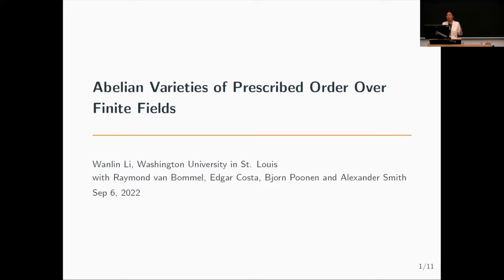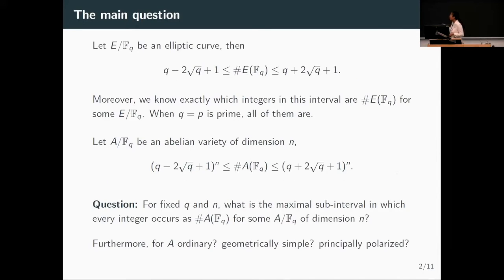So when we talk about Abelian varieties, we always start with elliptic curves. As we've already seen in Ken's talk, given an elliptic curve defined over a finite field F_q, we know from the Hasse bound that its order, the number of F_q points on E, is between (√q − 1)² and (√q + 1)². And moreover, for any fixed q, we know exactly which integers show up as an order of an elliptic curve over F_q. In particular, when q is prime, all of the integers in this interval occur as the order of an elliptic curve.